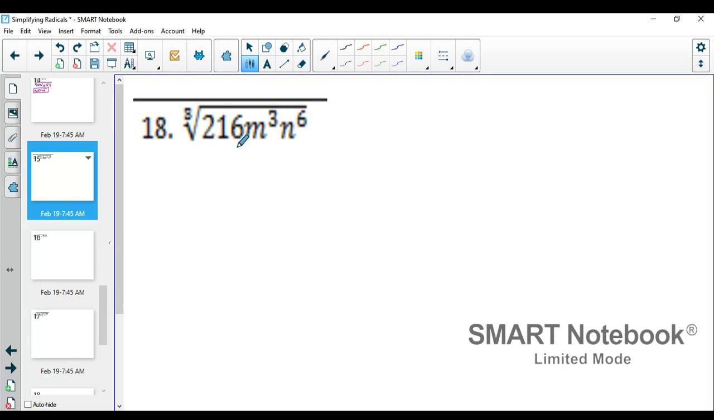So all we're going to do is take the cube root of 216, which is 6, and then the same thing works here. So 3 divided by 3 is 1, so we have m to the first power. Then 6 divided by 3 is 2, so this is n squared. And voila, that's the answer for this problem.